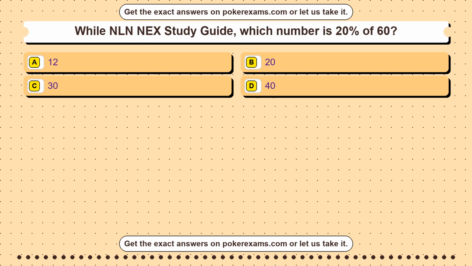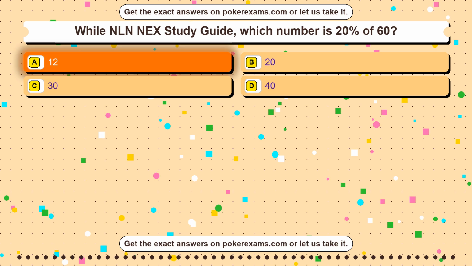Question 37. While NLN NEX Study Guide, which number is 20% of 60? Option A 12. Option B 20. Option C 30. Option D 40. The correct answer is option A. 12.